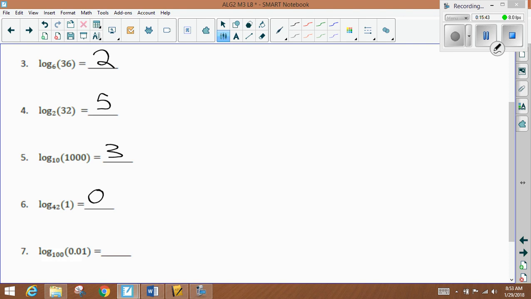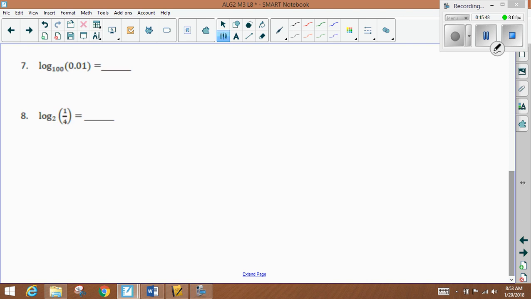Ooh. Here you go. We'll step it up a little bit. 100 to what power is 0.01? Okay, so what is 0.01? Isn't that the same thing as 1/100? How would we express that as an exponent? Yeah, that's the same thing as 100 to the negative 1 power, right? So, boom.